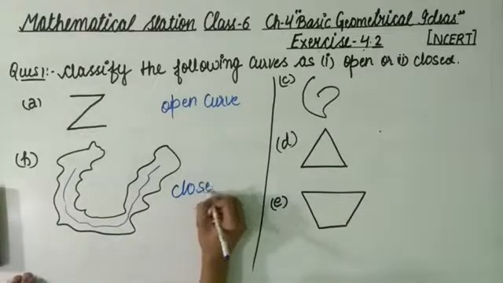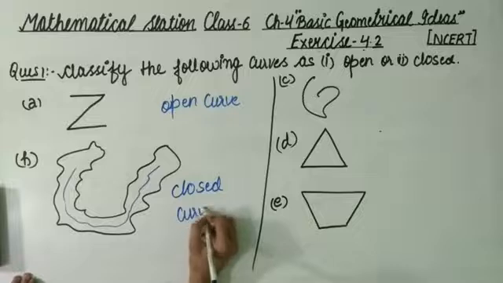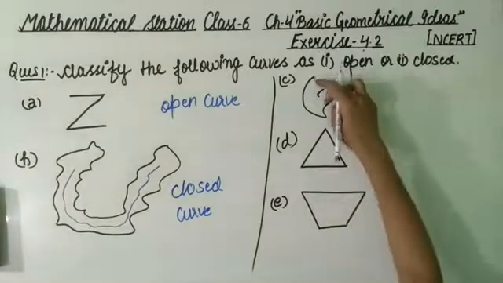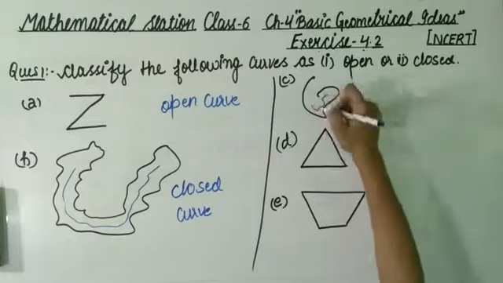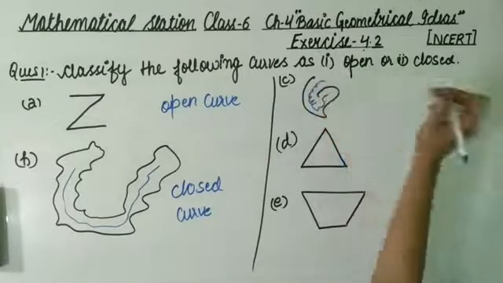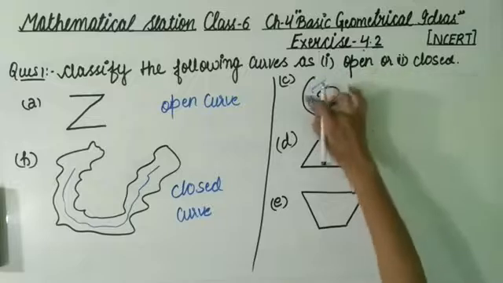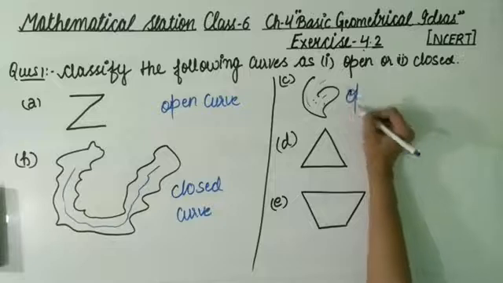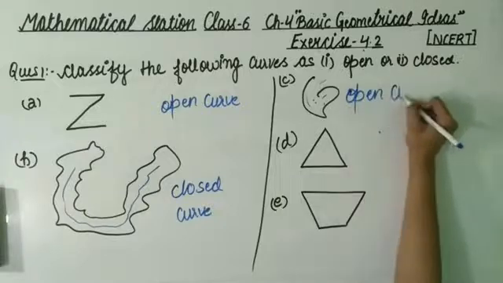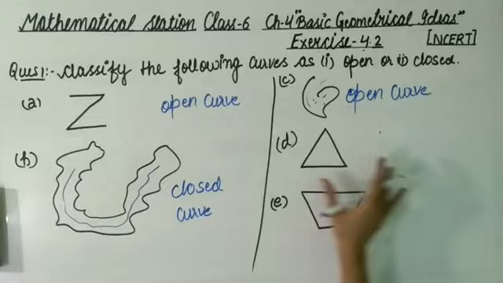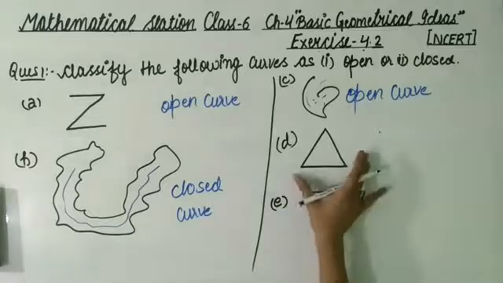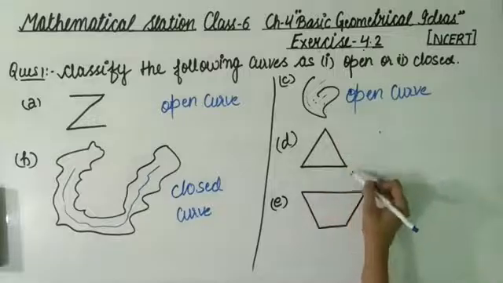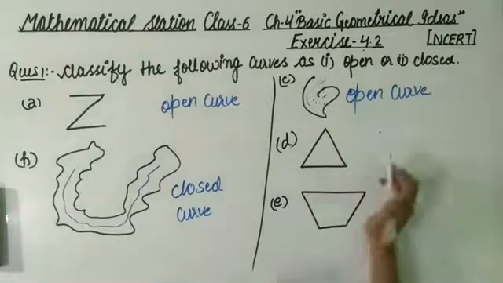Part C is, now it is starting and ending on two different points and open from this side, so it is an open curve, because there is space. Part D is given in a triangular figure. It is closed by all three sides, so it is a closed figure. Okay, so it is a closed curve.